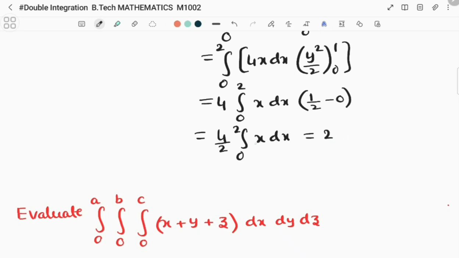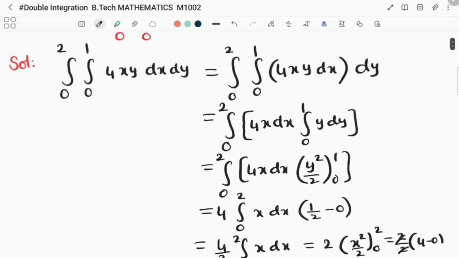Here integrating with respect to x we are doing. Yeah, we'll move on to the 3 variables: how to integrate 3 variables. In the first question, we discussed how to integrate 2 variables. In this one, with 3 variables, we are going to do the integration.